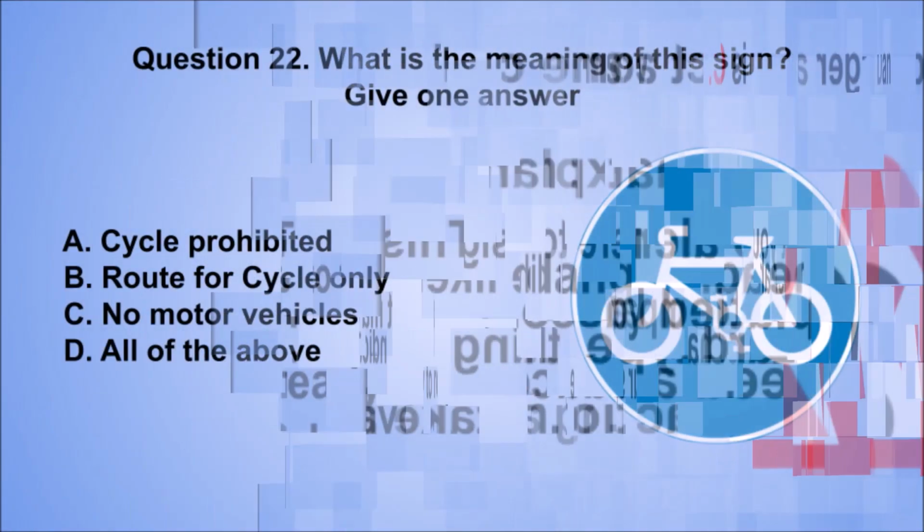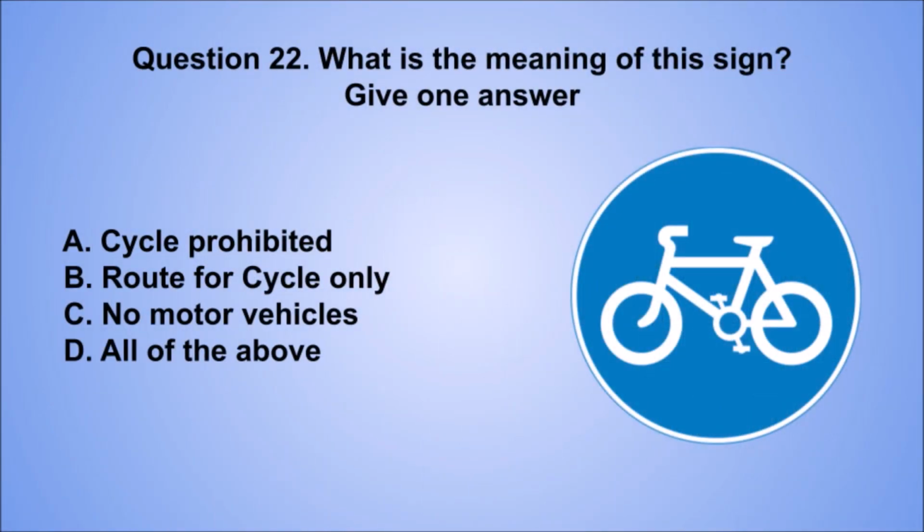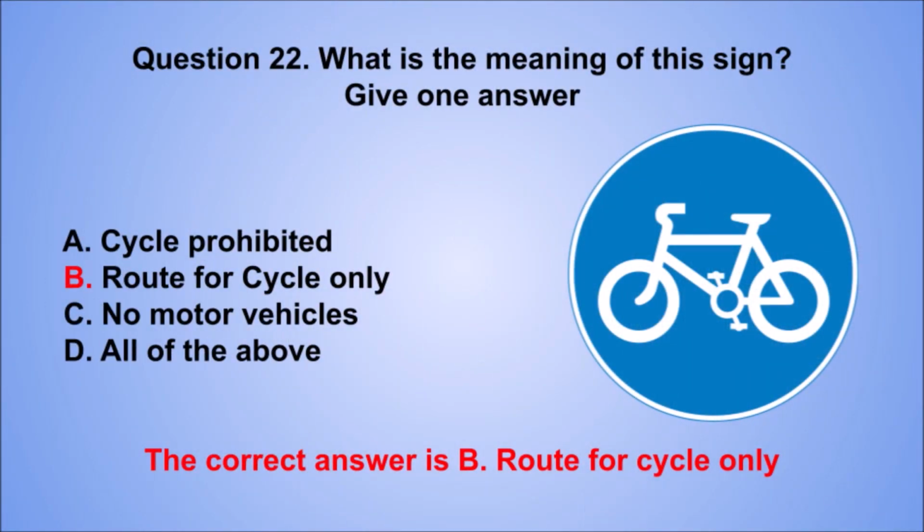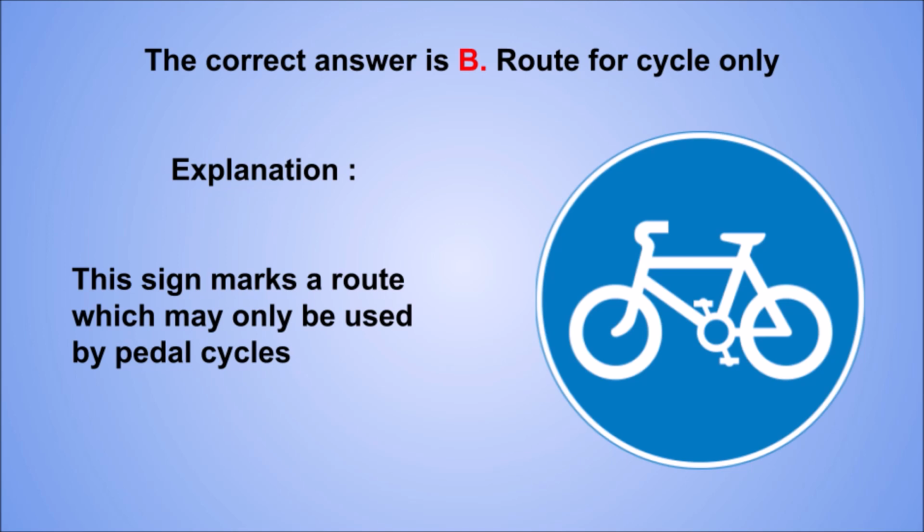Question 22. What is the meaning of this sign? Give one answer. A. Cycle prohibited. B. Route for cycle only. C. No motor vehicles. D. All of the above. The correct answer is B. Route for cycle only. Explanation. This sign marks a route which may only be used by pedal cycles.